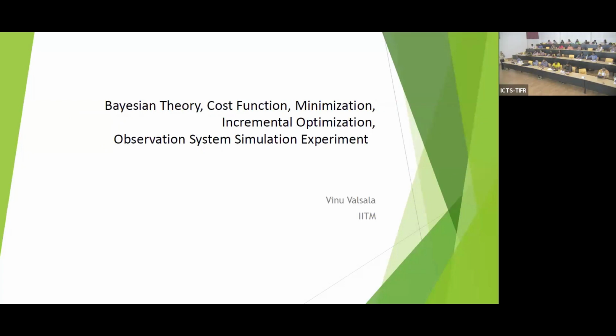So he's been with IIT in Pune since 2011. As I understand, he has done his PhD from Hokkaido University, Japan, and also had postdoctoral experience with NIES, National Institute of Environmental Sciences at Tsukuba.